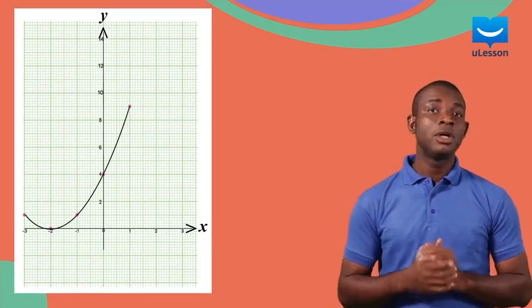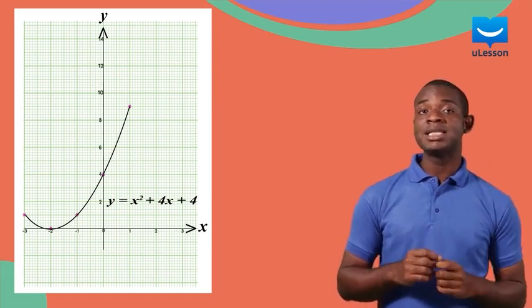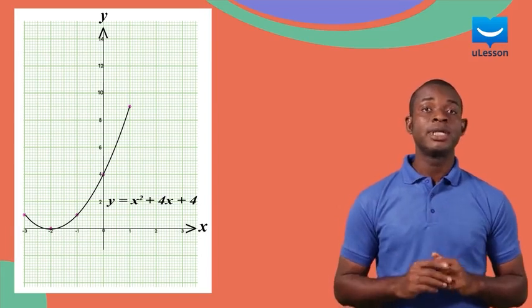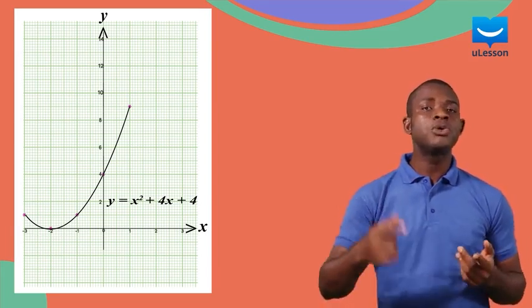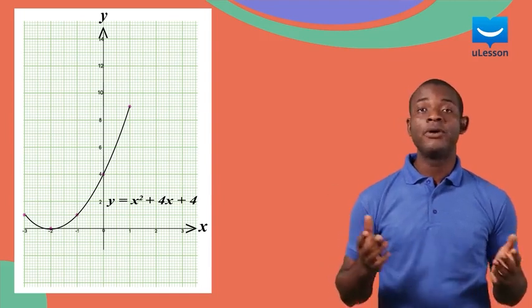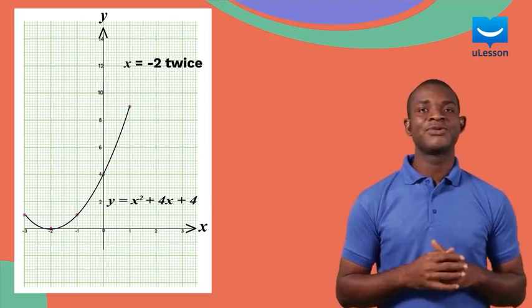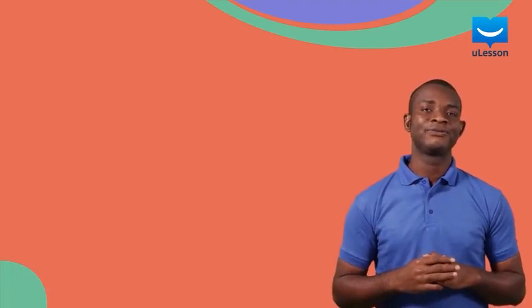And from the graph, do you observe that the curve of the function only touches the x-axis at 1 point, which is minus 2? Whenever this happens, it means that the equation has double roots. That is, the root is repeated. Therefore, the roots of our function are minus 2 and minus 2, since the curve touches the x-axis only at minus 2.